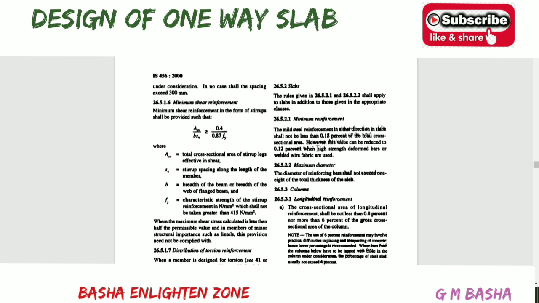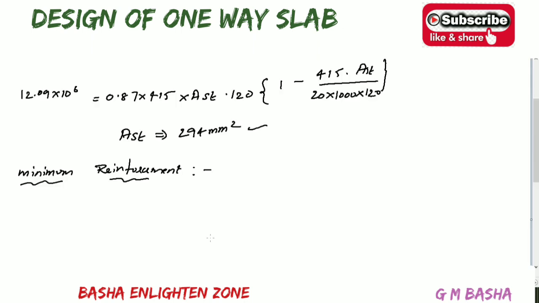However, this value can be reduced to 0.12% when high strength deformed bars are used. So we are using high strength deformed bars, HYSD bars. So that is 0.12% of the gross cross sectional area. So that is the value which is given in our code book, on page number 48 in IS 456. Okay. So what is the formula for finding the minimum reinforcement?